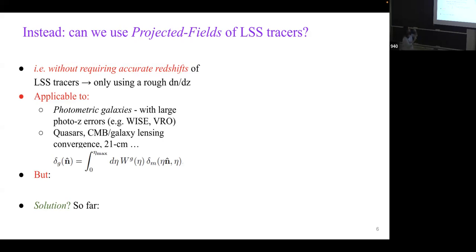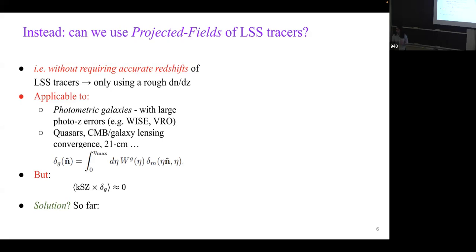And we actually make forecasts using the WISE galaxy sample where you just have a rough redshift distribution. And interestingly, this technique, the same exact formalism, can also be used for any other large-scale structure tracer. So that could be quasars or the CMB lensing convergence field, or even 21 centimeter fluctuations. And this has been explored in some other work, but basically this whole formalism is also applicable for these large-scale structure tracers.